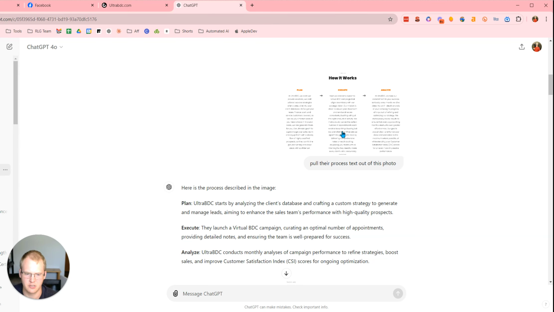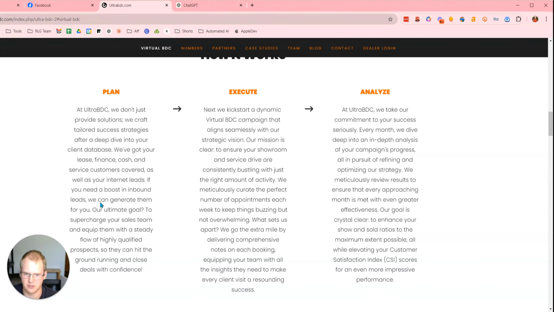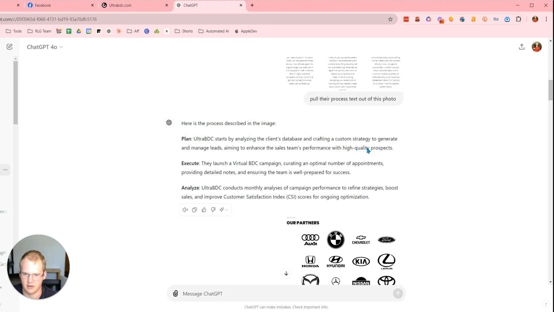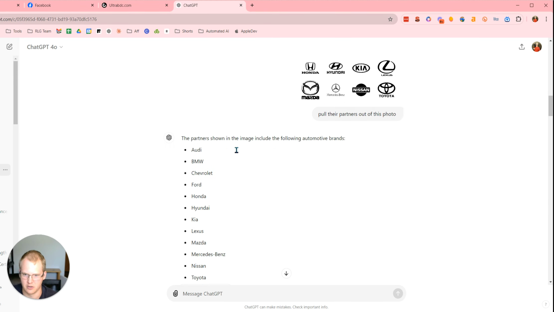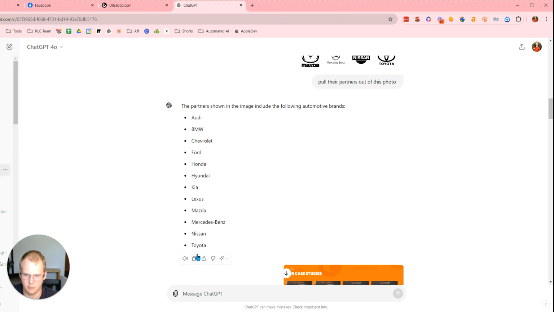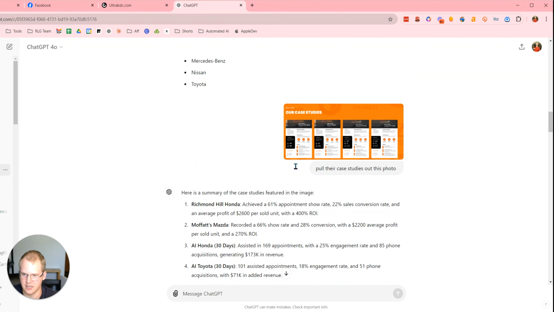Then I pulled this screenshot from their website. This is a website that shows their process down here, right? So I took a screenshot of this, dropped that in there, and said, hey, pull their process text out of this photo. So then it pulled the text, boom. Now I've got their process for each one. So I said, okay, pull out their partners out of this photo. Boom. So then it pulled out all of those, based on the logos here, those car dealership or automotive brands. Then I said, pull some case studies out of this photo.